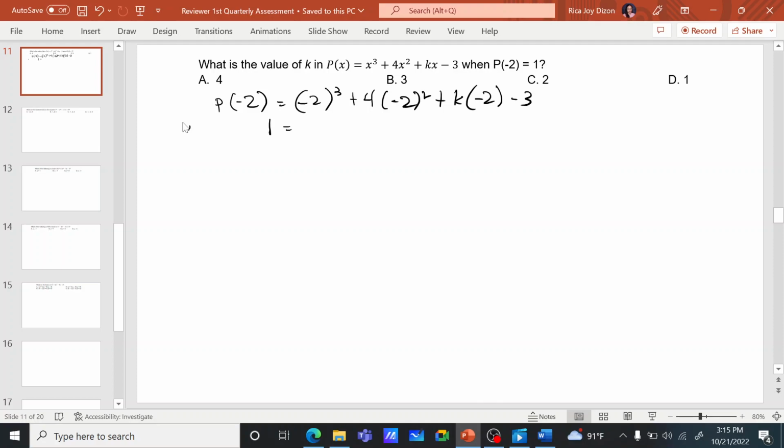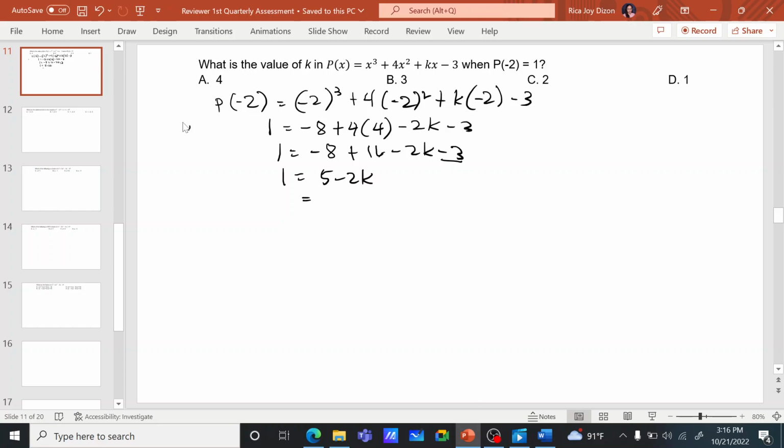Then negative 2 cubed is negative 2 times negative 2 times negative 2, which is negative 8. Negative 2 squared means negative 2 times negative 2, so that's 4 plus 4. K times negative 2 is negative 2k minus 3. To simplify the right side, 1 equals negative 8, 4 times 4 is 16, minus 2k minus 3. Let's simplify further. Negative 8 plus 16 is 8, minus 3 in here. That's 8 minus 3 is 5, minus 2k.